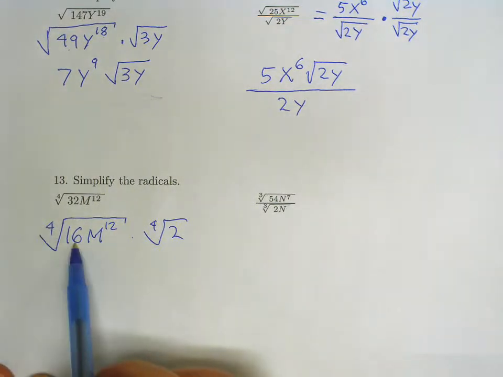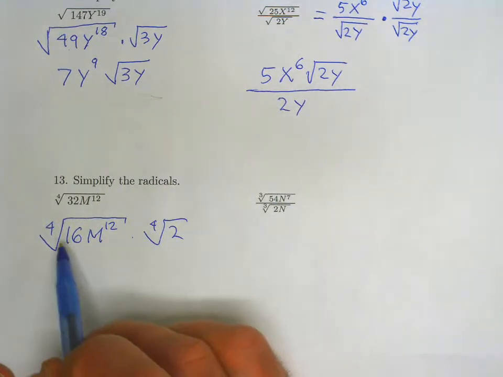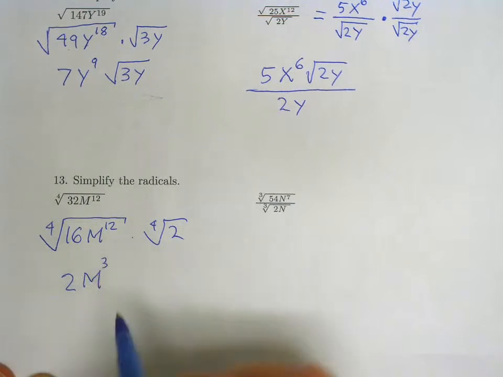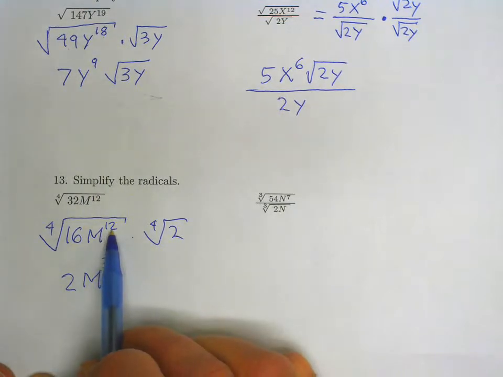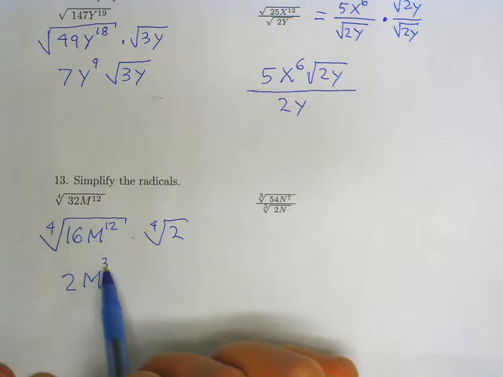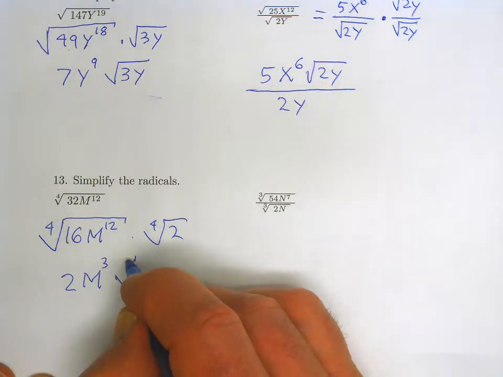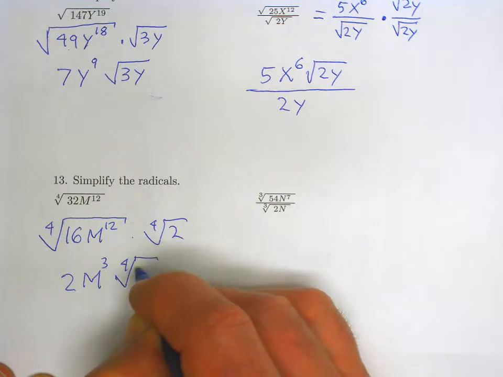And the fourth root of 16 is 2. The fourth root of m to the 12th is m to the third, because we divide the exponent 12 by 4. 12 divided by 4 is 3. And so the simplified answer is 2 times m to the third times the fourth root of 2.